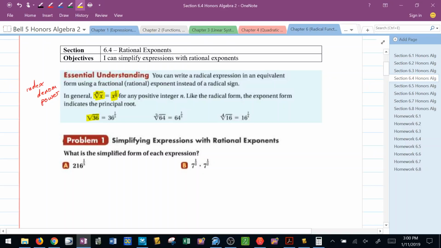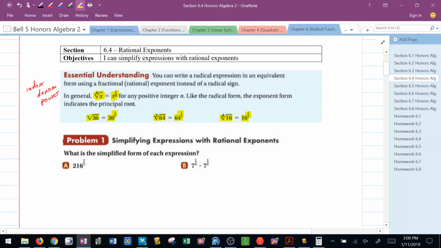Another way to write the square root of 36 is 36 to the 1/2 power. Why 1/2 power? Because the index on 36 is 2. The third root of 64, another way to write that is 64 to the 1/3 power. Again, the index becomes the denominator. The fourth root of 16 is another way to write 16 to the 1/4 power.